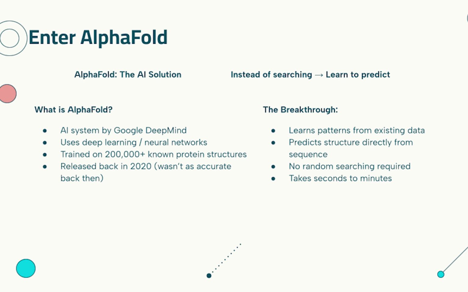AlphaFold changed everything. AlphaFold is an artificial intelligence system developed by Google DeepMind. Instead of trying to search all possible structures through traditional methods, through guessing or brute forcing, AlphaFold learns to predict the structure directly. It's a deep neural network similar to the LLMs or face recognition libraries such as DeepFace. In fact, DeepMind trained AlphaFold on over 200,000 known protein structures from the Protein Data Bank, teaching it to recognize patterns in how sequences fold and interact with each other.